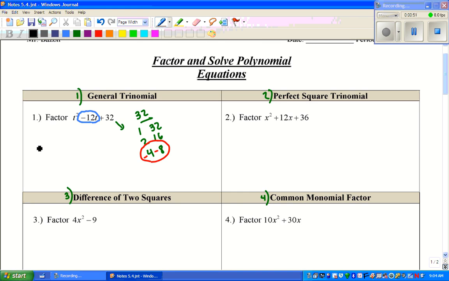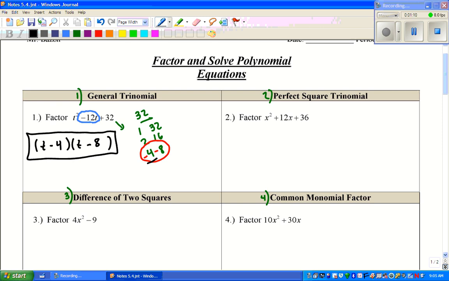Okay, so all you do is break this trinomial up into two binomials. You put t here, because that's your t squared term. Then you put the negative 4, and then you put the negative 8, and you have successfully factored that general trinomial.